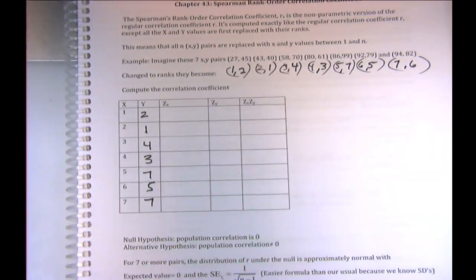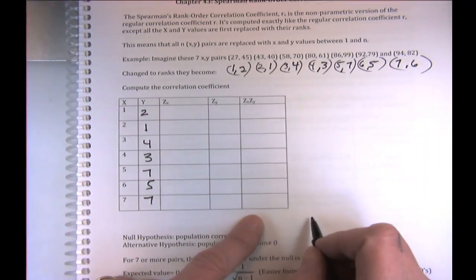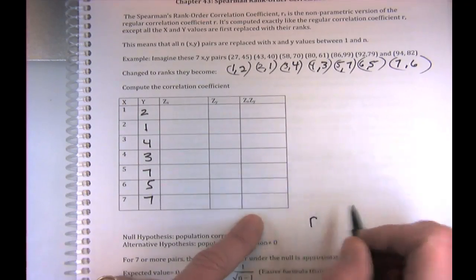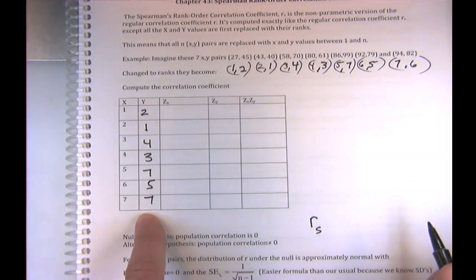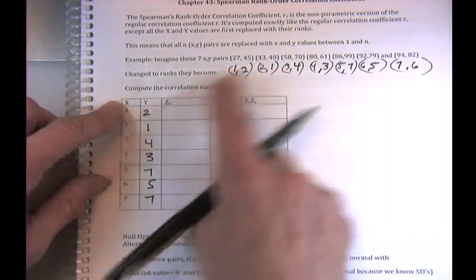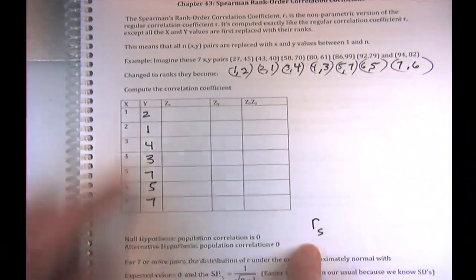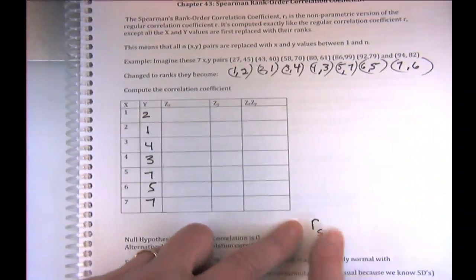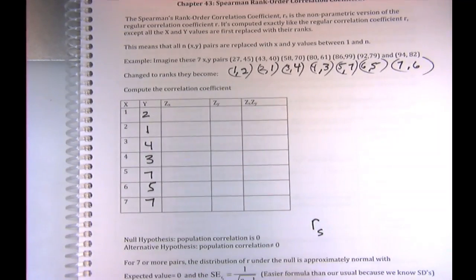Okay, so remember what a correlation coefficient is, which is what we want to get. The correlation coefficient, we're going to call it R, and in this case, we're going to call it RS for Spearman. The regular R would be to list our actual values here and do the same exact thing. But this is replacing them with integers, so it's the correlation coefficient for the Spearman.